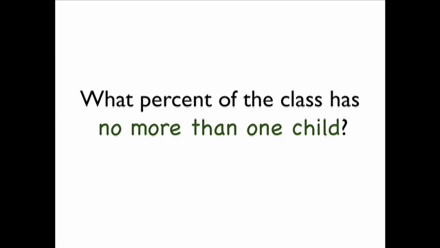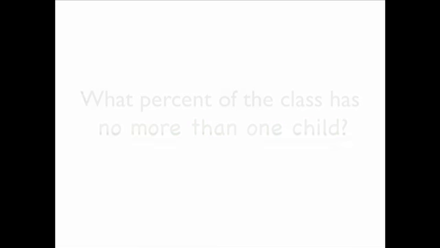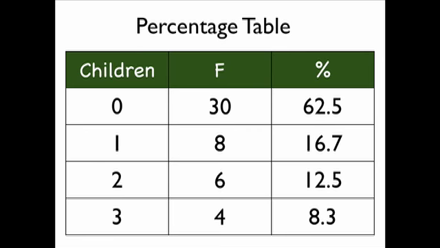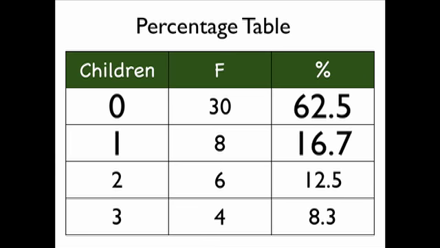What percent of the class has no more than 1 child? No more than 1 is short for not more than 1. 1 is the limit. Zero is not more than 1. 1 is not more than 1. It's exactly 1. So 62.5 and 16.7 when added will be our answer.